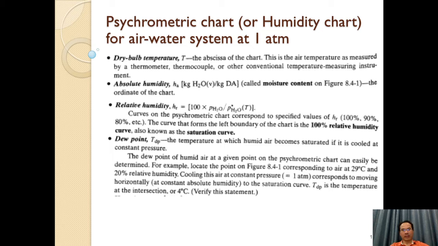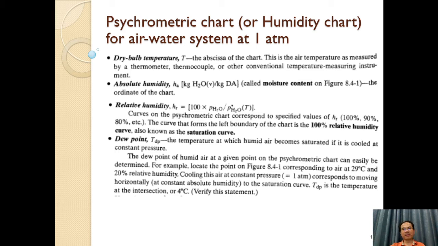Hello, everybody. In this lecture we will talk about the psychrometric chart, or humidity chart. This chart covers a two-phase system like an air-water system. Also, in this case, we have an equilibrium system with phase change from water to vapor, and from vapor to liquid water. We will talk about the humidity.